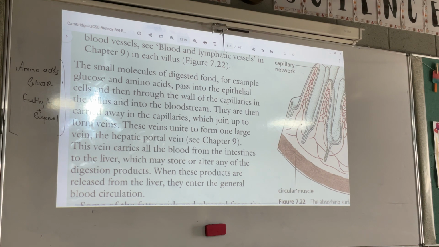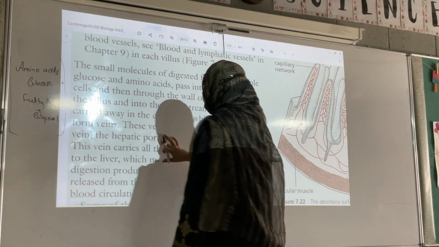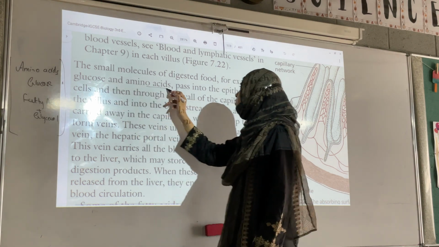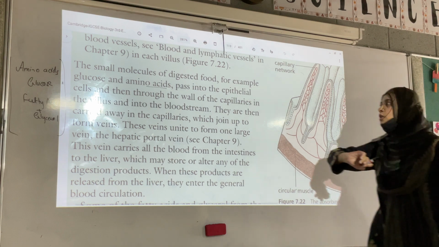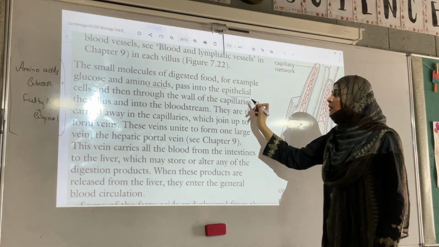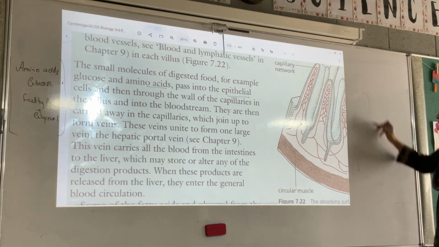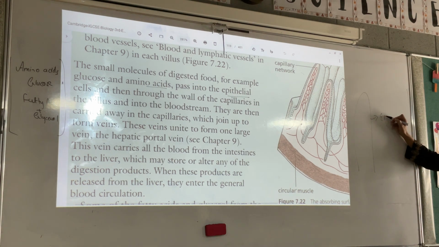Now it needs to get absorbed into the blood. Understand? So absorption happens in the ileum. Now what is the pathway for absorption? First of all, glucose, amino acids. First we are talking about glucose and amino acid. Where do they go? First they go into the epithelium. Epithelium, you know, is the outermost layer, right?